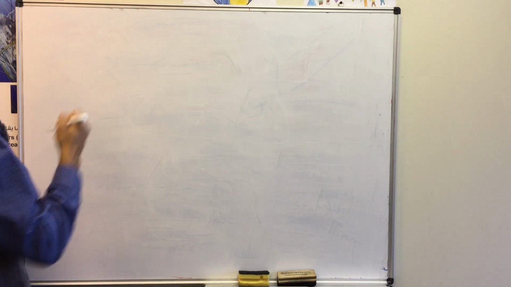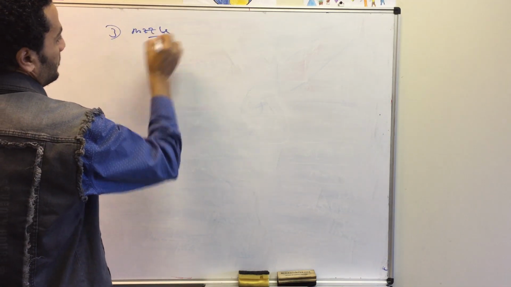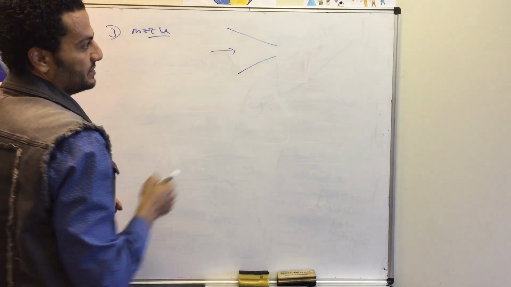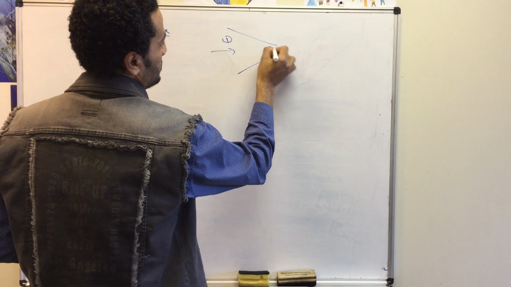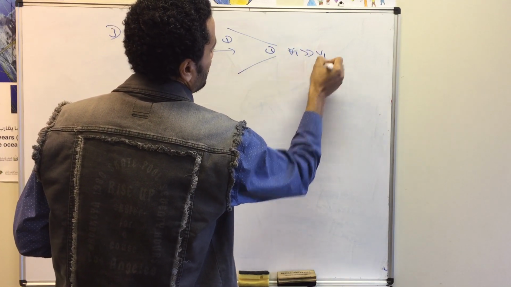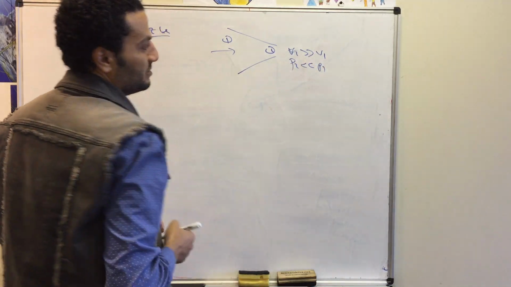The third device, or the final device actually, is the nozzle. The main function of the nozzle is to just accelerate the flow. Let's say this is section 1 and this is section 2. We have the velocity V2 much greater than V1, and the pressure P2 is also much less than P1.